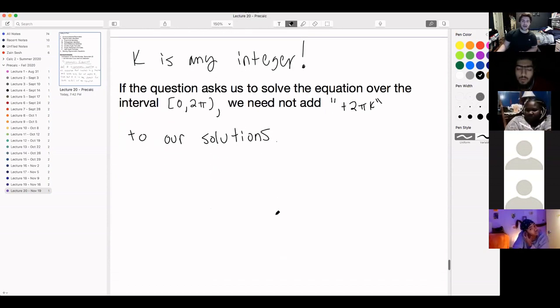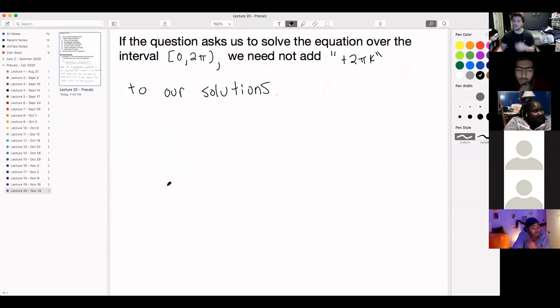Okay, so sometimes you will be given a trig equation and it will just tell you to solve the equation over the interval 0, 2 pi. And in that case, you're just looking for solutions that live inside of the interval 0 to 2 pi. In such a scenario, it would be wrong to add this 2 pi k thing at the end.